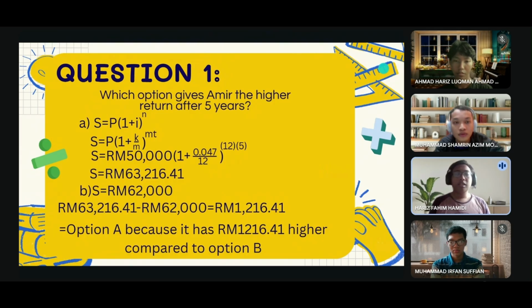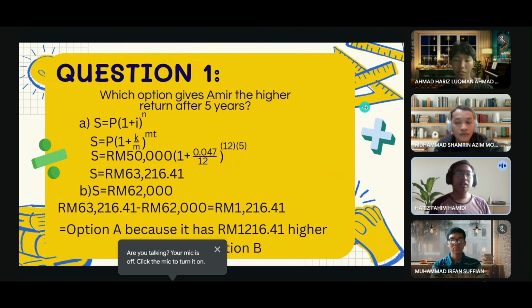And we'll be replacing the letters with the information that we have been given in the question. P is the family inheritance, 50,000 ringgit. k is the rate, m is the compounding period, and t is the time. 50,000 ringgit times 1 plus 0.047 over 12 to the power of 12 times 5, we will get the answer of 63,216 ringgit and 41 cents. By choice B, S equals 62,000 ringgit.